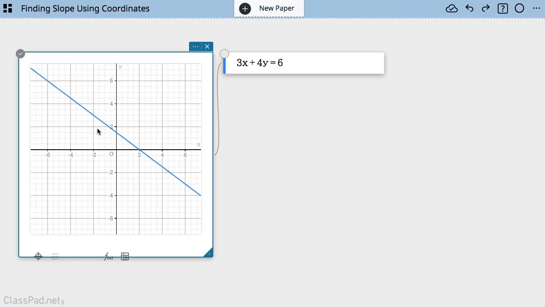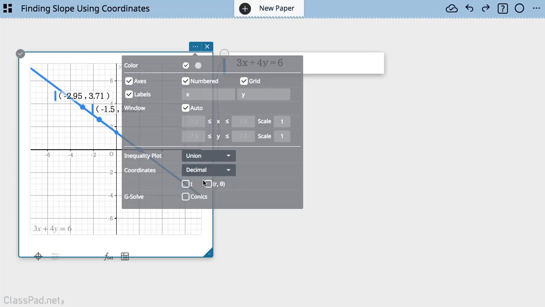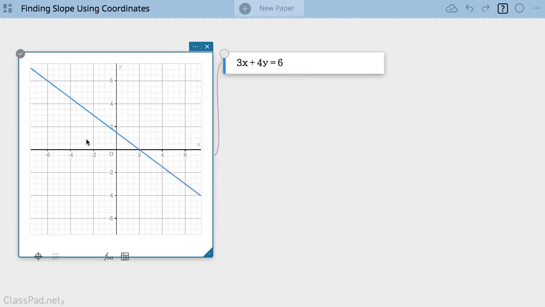I can select the y-intercept and the x-intercept, but I want to choose something completely different. So I'm going to select a point over here and a random point over here. All right. Next, I'm going to convert those coordinates to decimal form just so they're a little easier to read. And then I'm going to select each of those points once more.